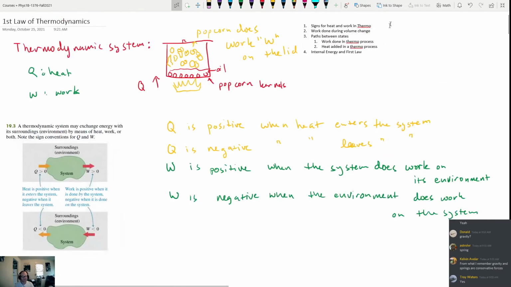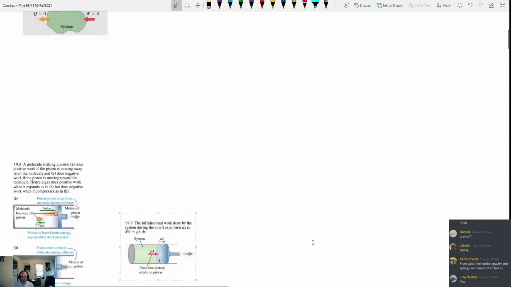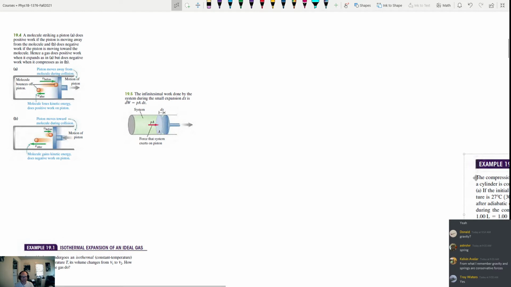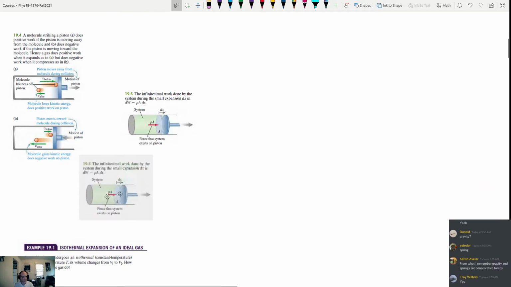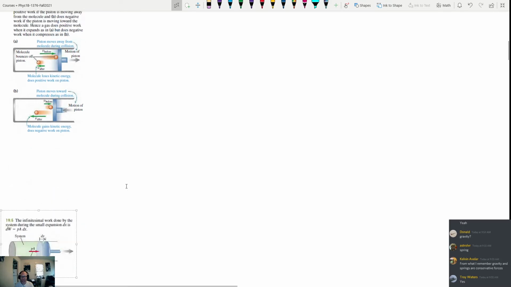Okay, so next thing we want to talk about, we've got the signs of heat and work in thermodynamic process. And now I want to talk about the work done during a volume change, such as this popcorn popping, for example. Although that's not the example we'll use. We're going to look at a volume change that causes a gas to expand. Okay, so let's start off with just this picture right here.